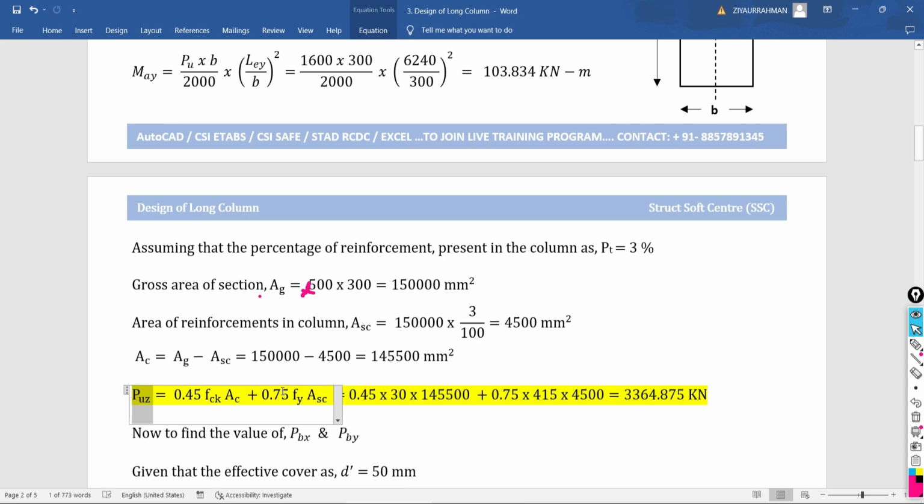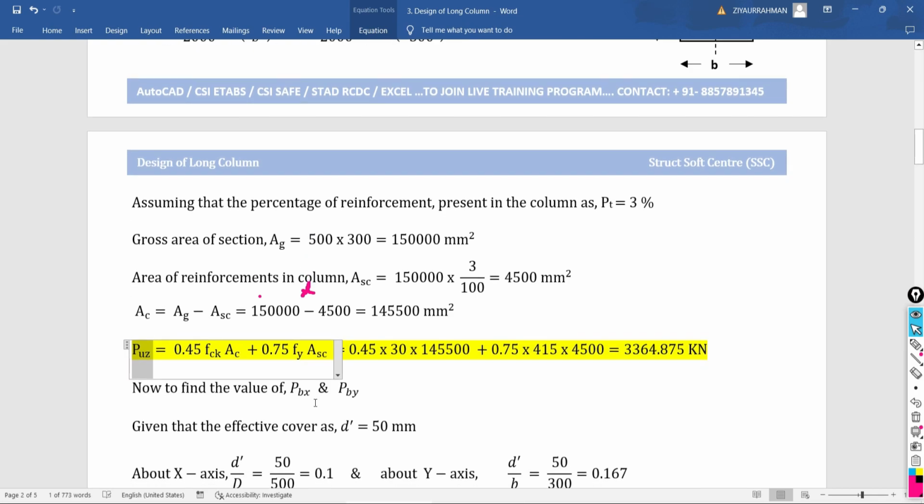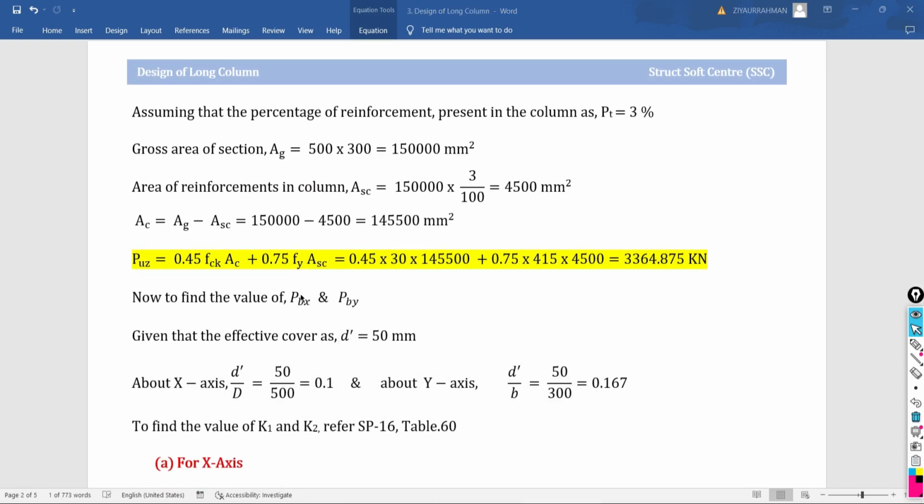So come back to your proposed example. Now we have to find the value of PbX and PbY. These two are unknown for calculating the k value. How to calculate PbX and PbY? For that we need to do the calculation. First of all, we have been given the effective cover for the column as 50 mm. About the x-axis, d dash by D, we get this ratio as 0.1. About the y-axis, d dash by B, 50 divided by 300 gives the value of 0.167.